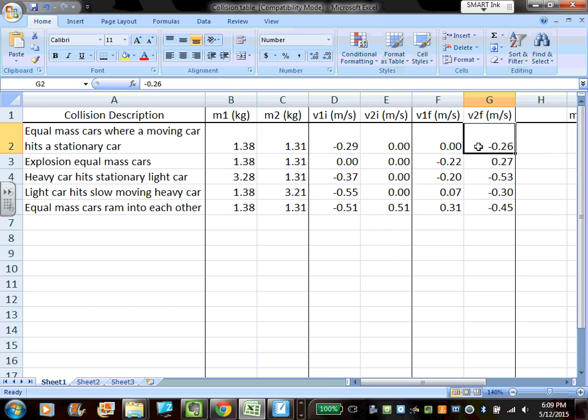Okay, in the meantime, let's maybe look at the second collision that I had. So my second collision was an explosion of equal mass cars. So an explosion means that at the beginning, both cars had a velocity of 0, and then at the end, one of my cars was moving in the negative direction, which is probably meaning to the left, at negative 0.22 meters per second. And then my other car was moving in the positive direction at 0.27 meters per second.